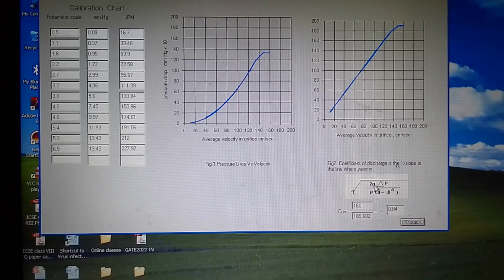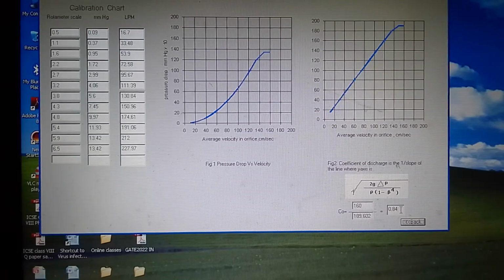Here g is the acceleration due to gravity, delta p is the pressure drop in millimeter of mercury, rho is the density of water, and beta is the ratio of the orifice plate hole diameter to the pipe inside diameter. That ratio is around 0.25 here, and we found that the value of the coefficient of discharge is 0.84.